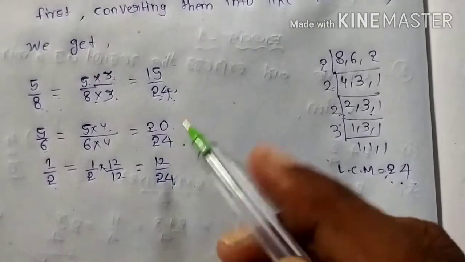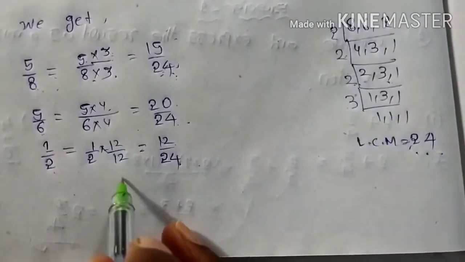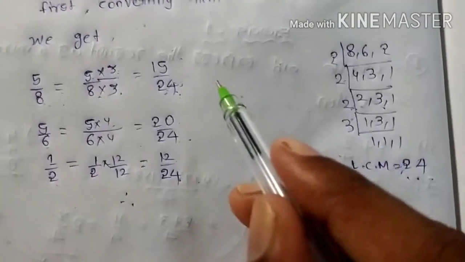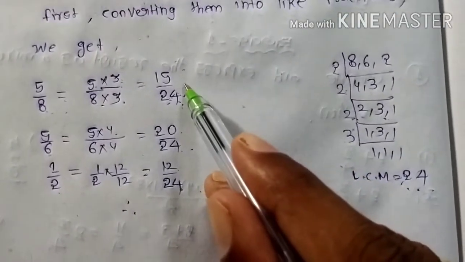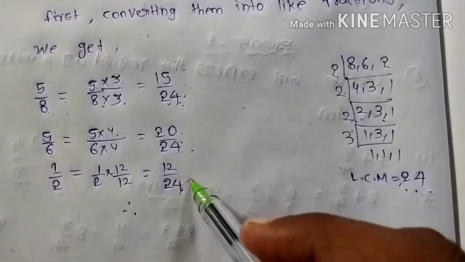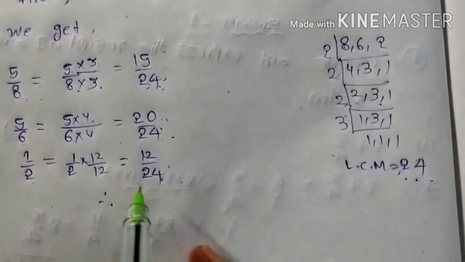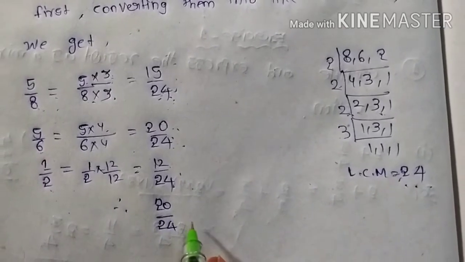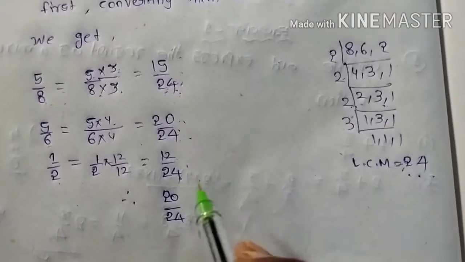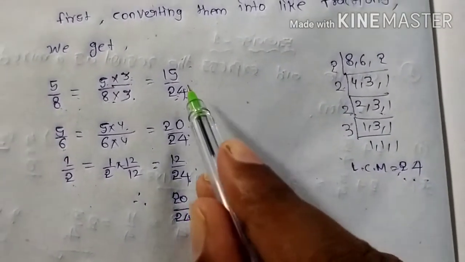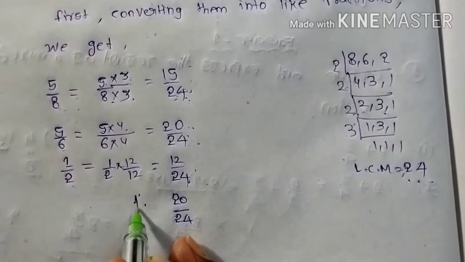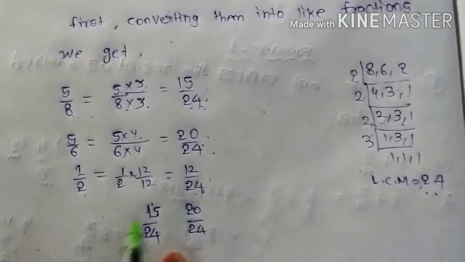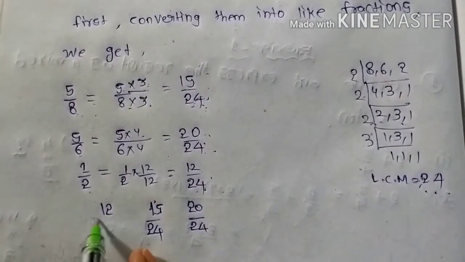Can you say these are like fractions or not? Yes. Therefore, from these, see which is the biggest one. 15, 20, 12: which is the greatest? 20. So 20 by 24 is the greatest. Which is the next number? 15 by 24. Yes or no? Which is the smallest? 12 by 24. Yes or no?